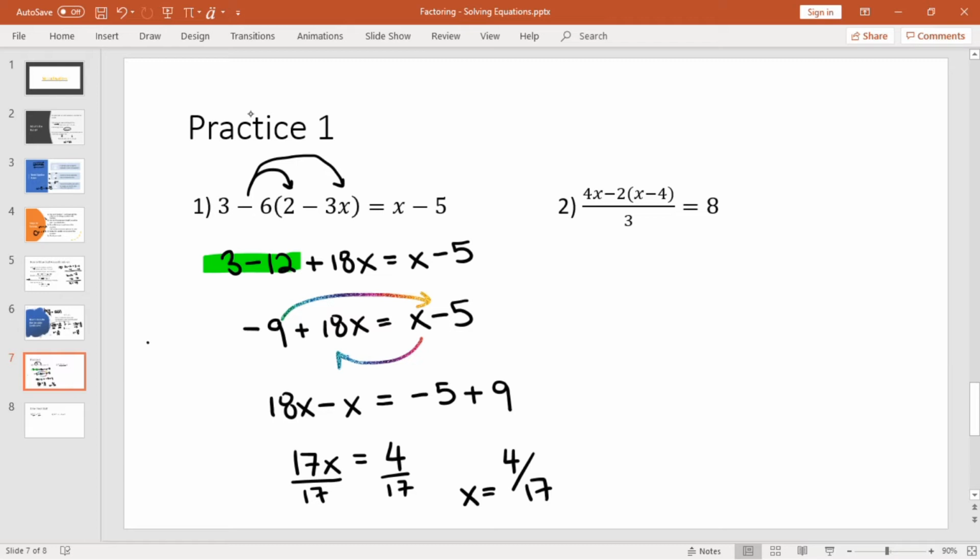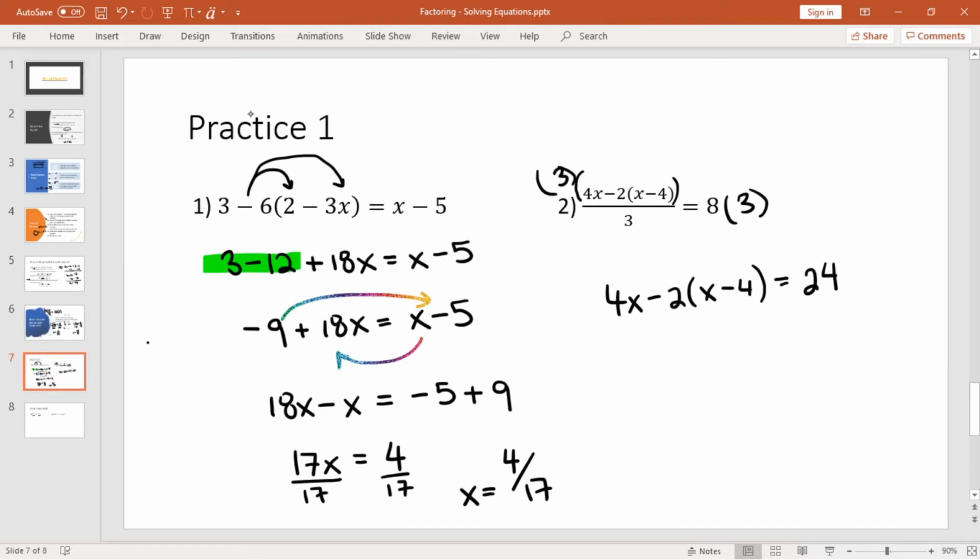Looking at the second question, we've got a lot going on, but it's like there's invisible brackets all the way around this, so I'm going to deal with the 3 first. And in order to deal with the 3, I multiply both sides by 3. That leaves just a numerator. And on the right side, I have 24.